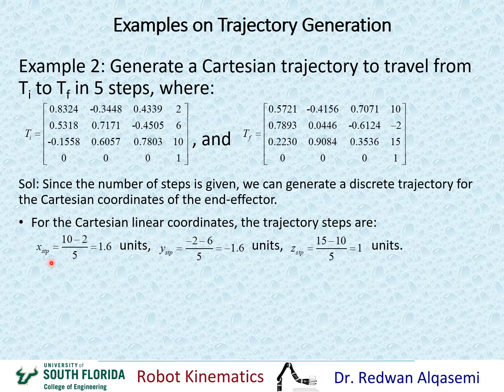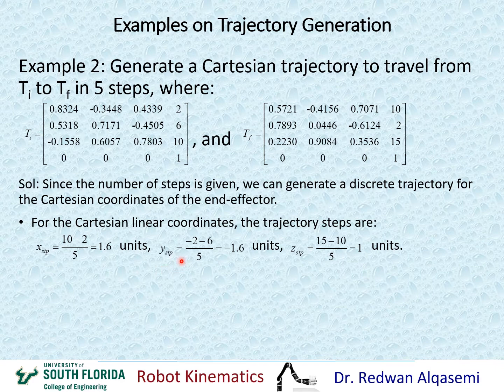For x step, it equals x final minus x initial, which are given here. X final is 10, minus x initial is 2. So 10 minus 2 divided by the number of steps, which are 5 steps. That gives me 1.6 units for each step in the x direction.